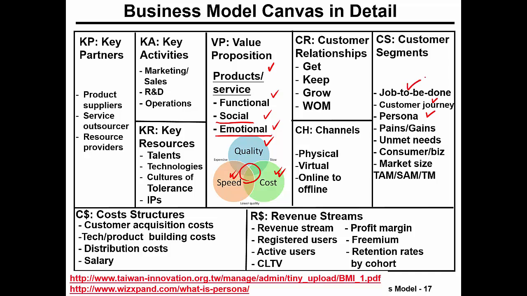So you can describe that job to be done. What are the jobs to be done? Describe customers' pains or gains, which also indicate their unmet needs. You also want to know whether your target consumers are individual consumers or businesses.